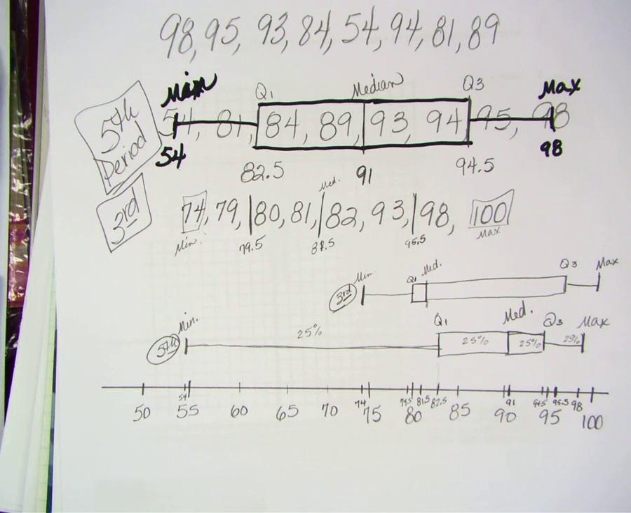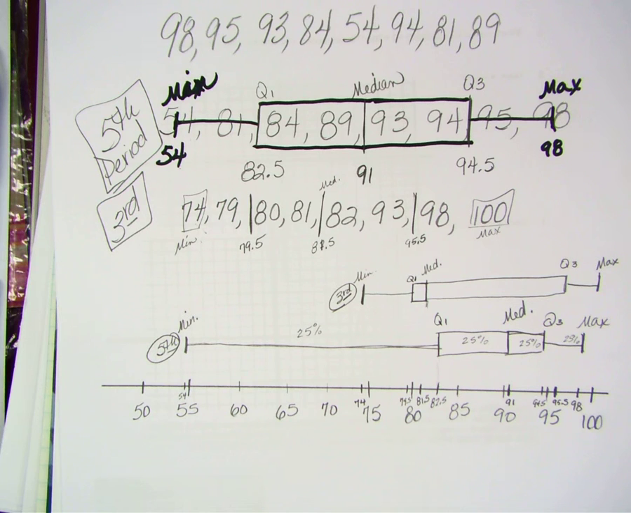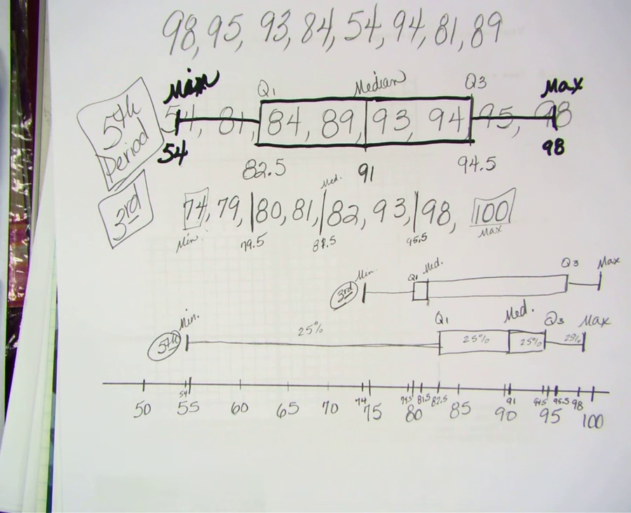Okay, let's talk about one more thing. I don't think 74 would be an outlier in this data, but I do think 54 would be an outlier. So if you have an outlier, then there's a different way that you're supposed to graph that.